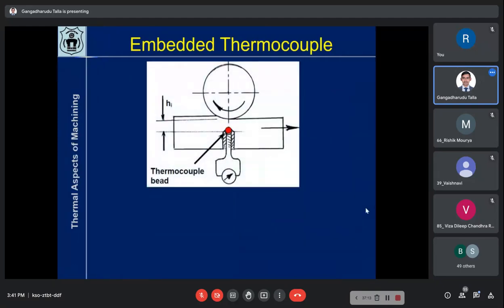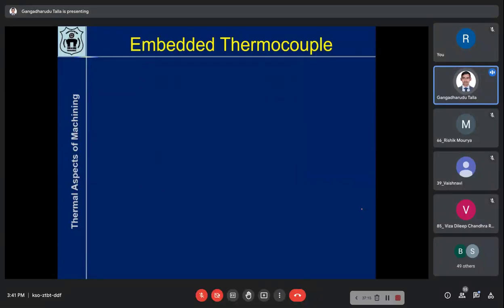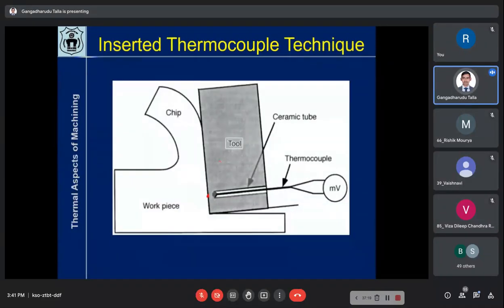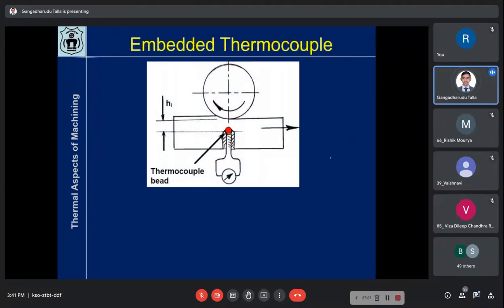Now another method is the embedded thermocouple method. There is another method. If it is a turning tool, this is how you will do it. Let us say it is a milling process, then how do you put the thermocouple into the milling cutter? It is difficult. In this case, we will put the thermocouple inside the workpiece. This is the workpiece, this is the tool, a rotating tool, and the cutting blades will be there.